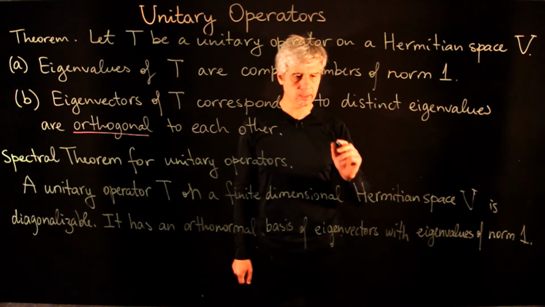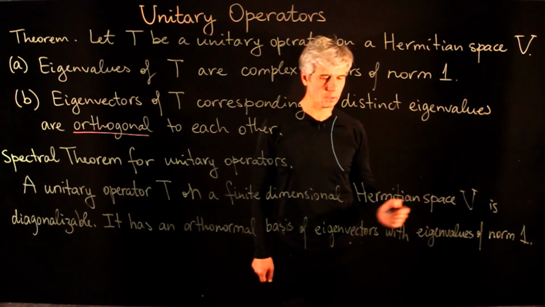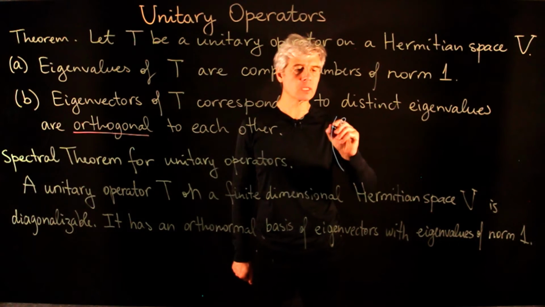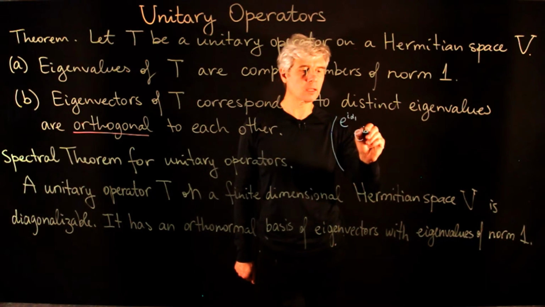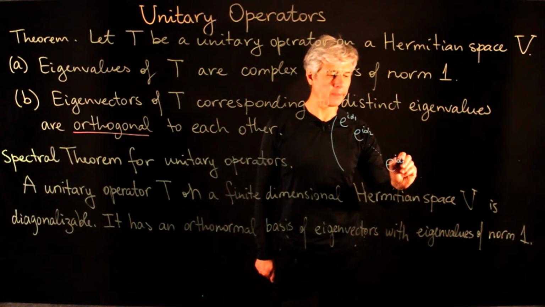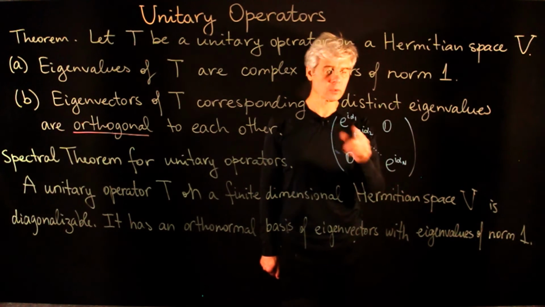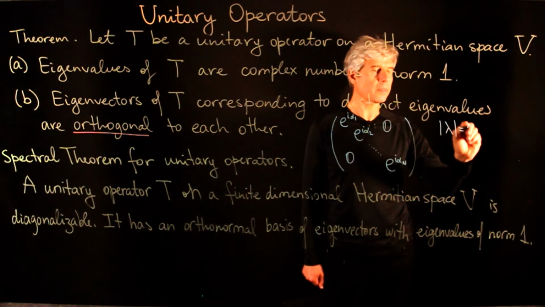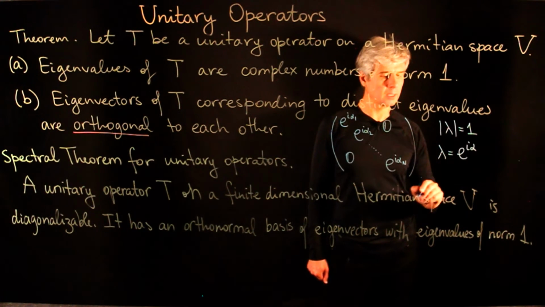So this means that if we take the orthonormal basis in which a unitary operator is diagonalizable, then this unitary operator will look like e to the i alpha 1, e to the i alpha 2, e to the i alpha n, and zeros elsewhere. Right. So here, we use the fact that if lambda is a complex number with norm 1, then this lambda can be written as e to the i alpha.